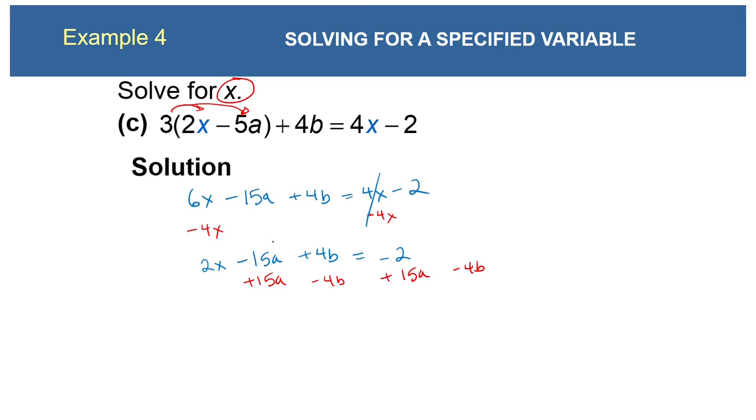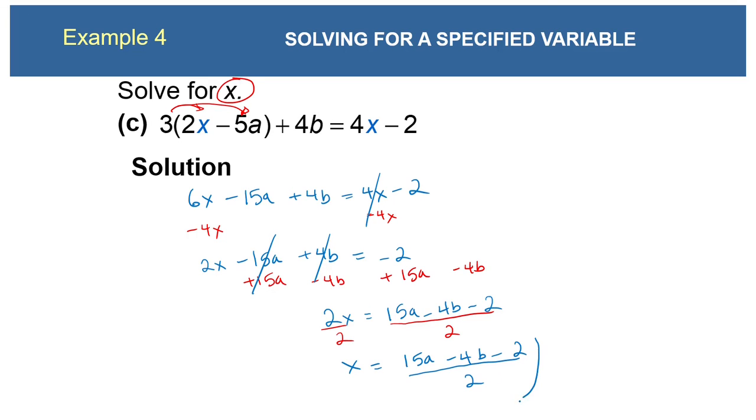This simplifies our equation as 2x equals 15a minus 4b minus 2. And finally, I can divide everything by 2 now, both sides by 2, and we have our solution. X is equal to 15a minus 4b minus 2, all of that over 2. This is our solution now.